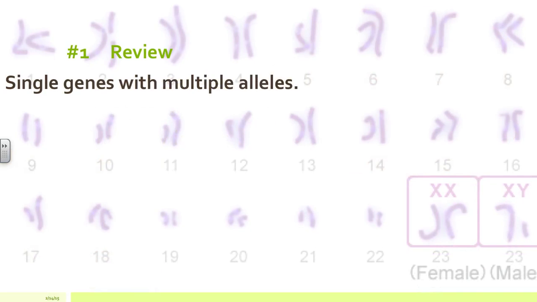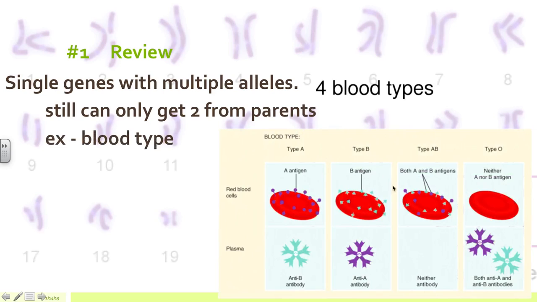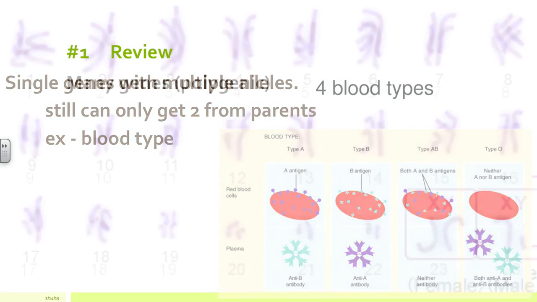Humans can get traits that are caused by single genes that have multiple alleles. But remember, you can still only get 2 alleles from your parents. Blood type is an example. There are 3 alleles out there: the A allele, the B allele, and the O allele. And there are 4 different ways you could get different blood types in the human world. So multiple alleles, but you still only get 2 from your parents.